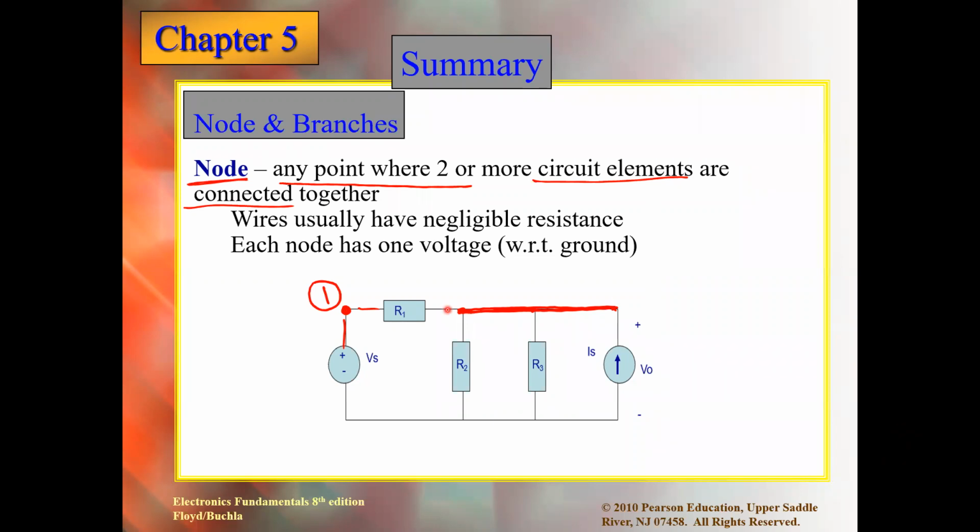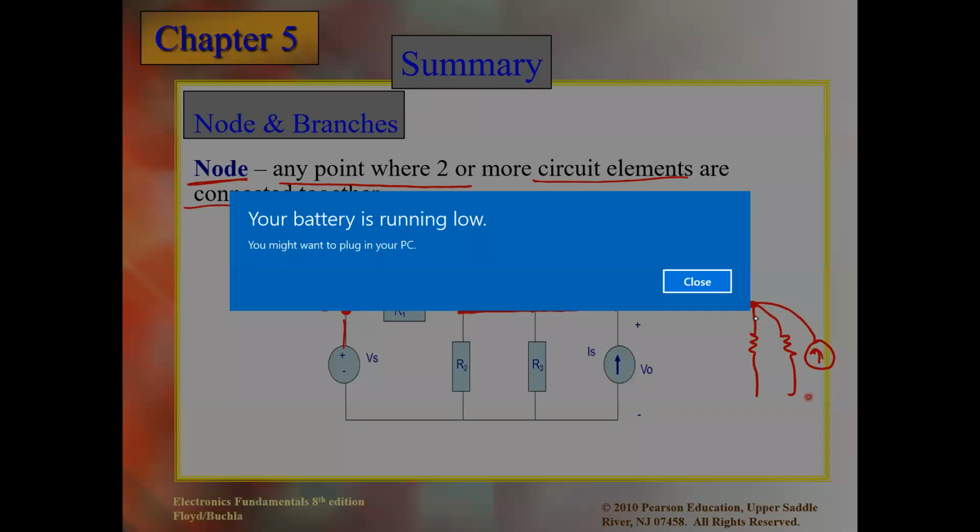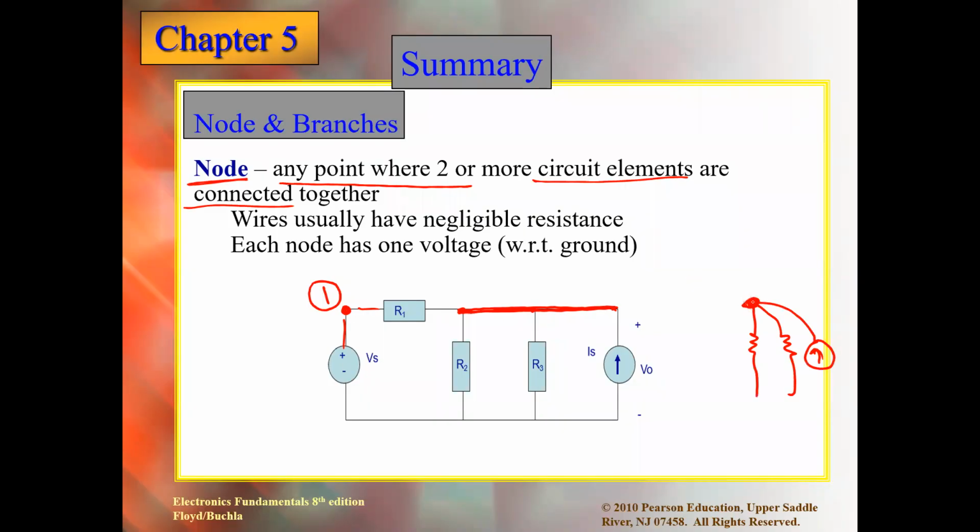Because this is just a wire. I told you this concept. It is just this point and not different. So it is considered as a single node. This is a single node. This is a single node.